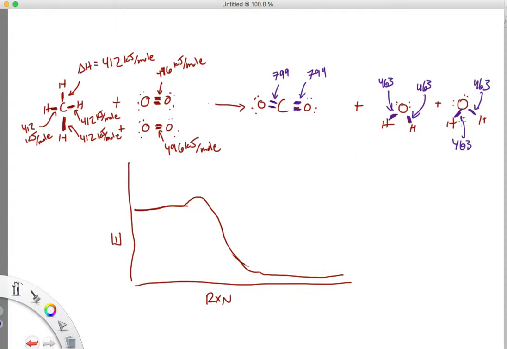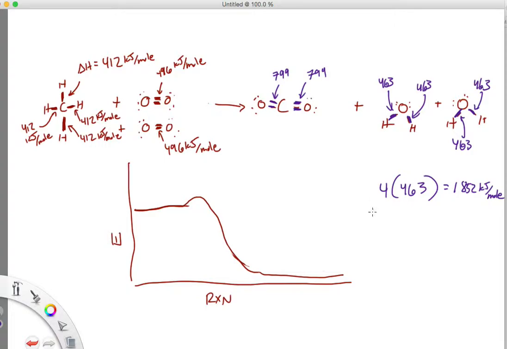So now what I'm going to do is sum up all of these purples, and I'm going to sum up all of these reds. If I sum up all of the purples, I could say that there are 1, 2, 3, 4 of these on this side. So I could say 4 times 463 equals, so what is 4 times 463? That equals 1852. And this is going to be all in kilojoules per mole.